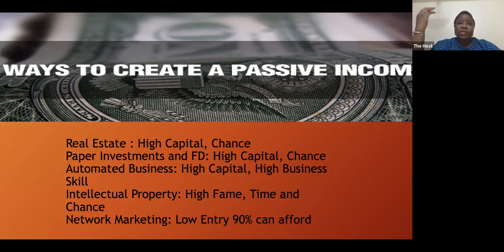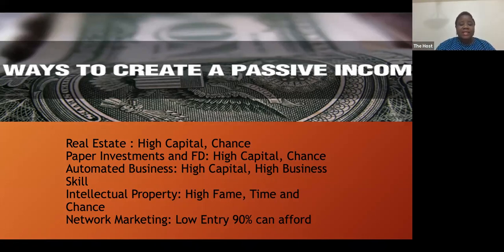You write a book, maybe Rich Dad, Poor Dad. There are still royalties on the book, even though many people are pirating it. That's intellectual property. Or maybe these days, in the days of fintech, you build an app and people are downloading your app and you are making money. That's intellectual property. But in this particular one, high fame is involved. You need to be famous. People need to know you to be able to get your stuff. Then time is required to build something really solid that can be making you passive income. Then chance is also there. You just need to get lucky.